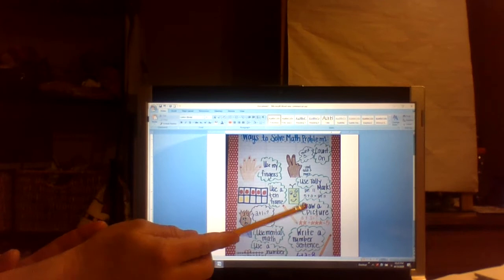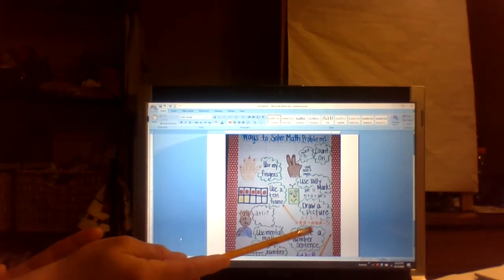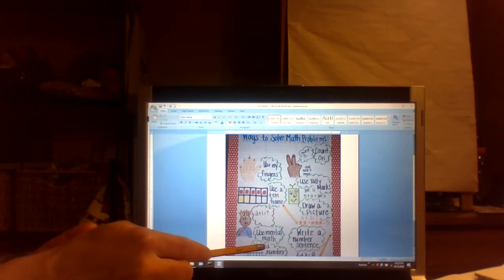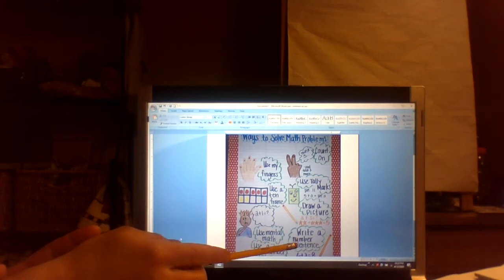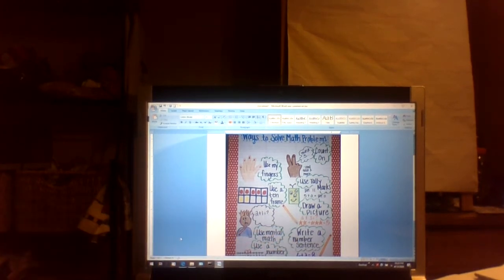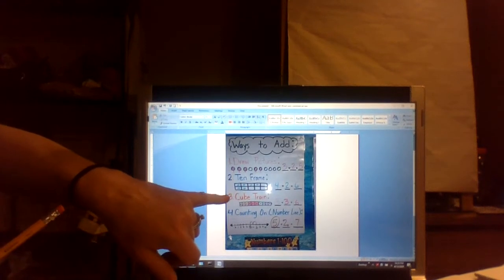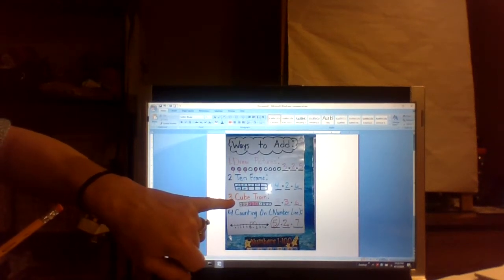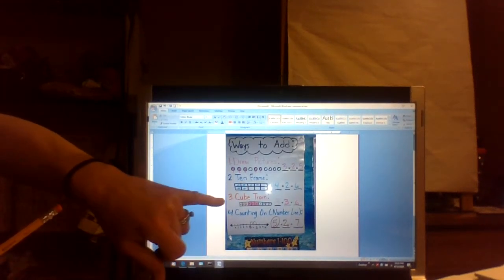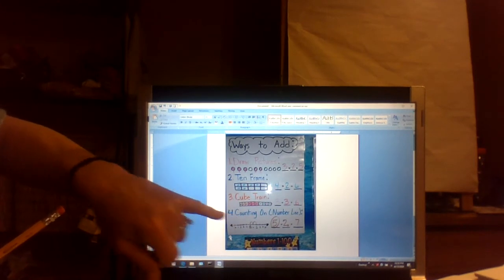You could draw a picture, do a 10 frame, use mental math, a number line, write a sentence, and draw a picture. And some other ways that I saw, boys and girls, that were helpful were the cube train. I thought that was great because I know that some of you have connector cubes and we use those at home. And then again, the number line. And if you look at any of these strategies, you can also use them for subtraction as well.